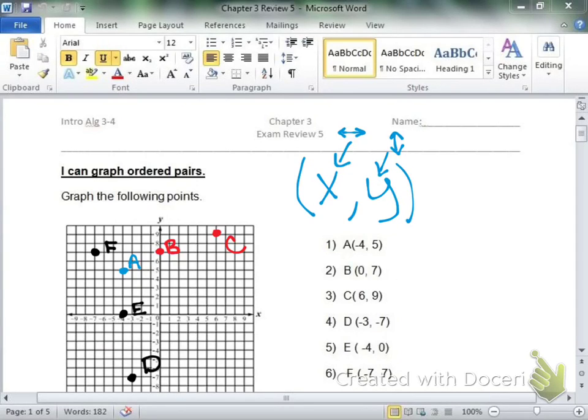So again, things to remember. The first number tells you what to do left or right. If it's negative, you go left. If it's positive, you go right. Y values tell you what to do up or down. If it's a negative, you go down. If it's a positive, you go up. Raise your hand if you have any questions.